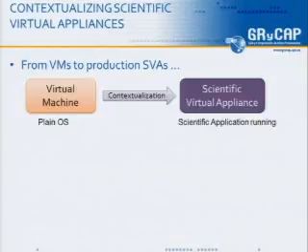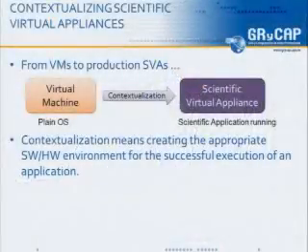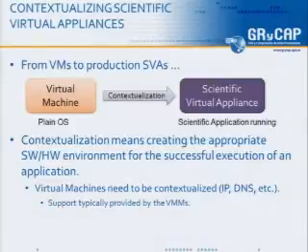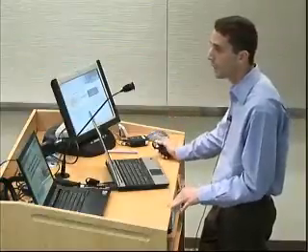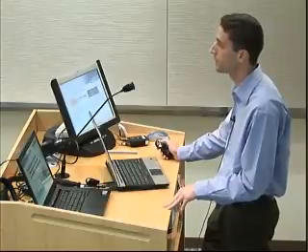So going from a virtual machine where you have the plain OS into a scientific virtual appliance where you finally have the scientific application running, this typically requires a process called contextualization. Contextualization means creating the appropriate hardware and software environment for a successful execution of an application. And this typically happens at two levels. First of all, virtual machines have to be contextualized. When the virtual machine boots, for example, it needs outbound connectivity. Support for this contextualization process is typically provided by the virtual machine managers. But then you have to contextualize your application so that it finds the appropriate environment, so that the applications need to be deployed, configured, built, and executed.